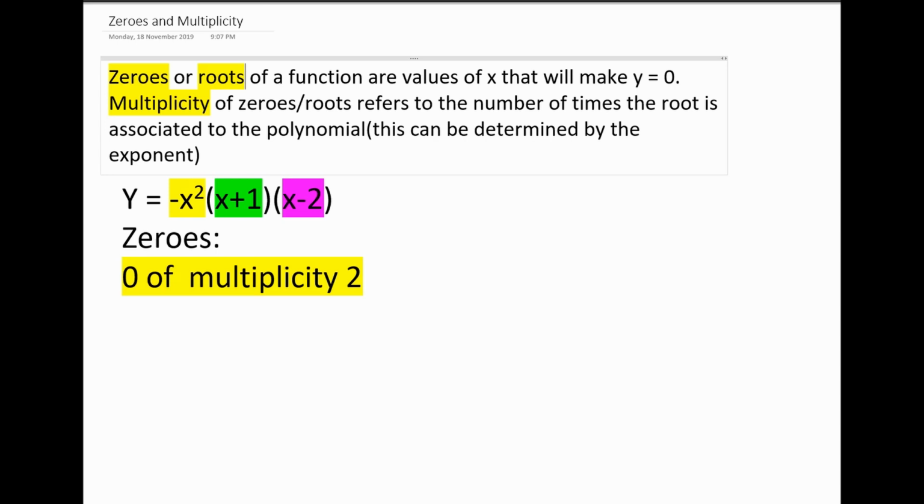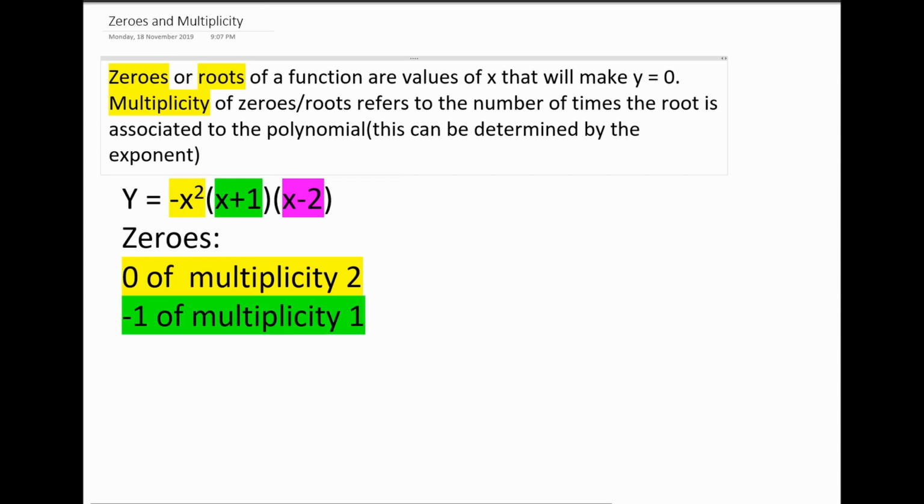So we can identify the zeros here as 0 of multiplicity 2. This one is from the negative x squared factor. If we substitute 0 for x here, it will result in y equal to 0. It has a multiplicity of 2 because the exponent of x squared is 2. The next zero that we have is negative 1. If we substitute negative 1, especially in the x plus 1 part, it will result in 0. So it has a multiplicity of 1 because the exponent here is 1.